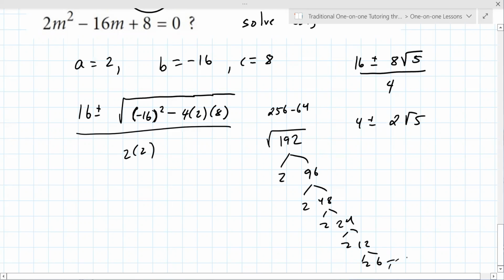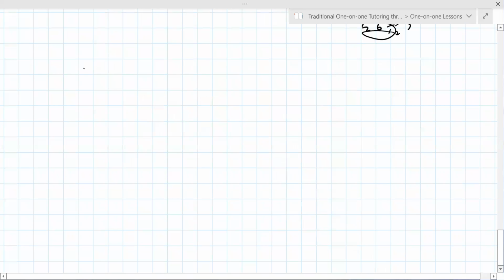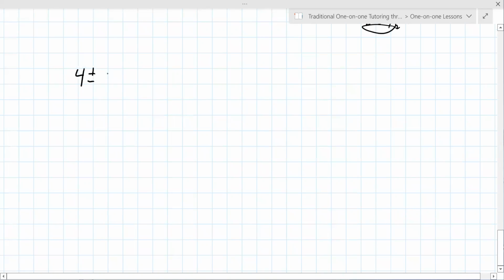Wow, this is a big one. 2, 2, and 2. Okay, so we got 8. Yeah, square root 3. So it's 4 plus or minus 2 square root 3. Is that what you said? Yeah, that sounds right. Okay, now this is the first time we've done this, but we're actually going to write both of those solutions out. So 4 plus or minus 2 square root 3. What that really is, it's 4 plus 2 square root 3 and 4 minus 2 square root 3.